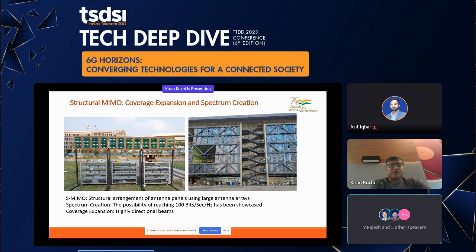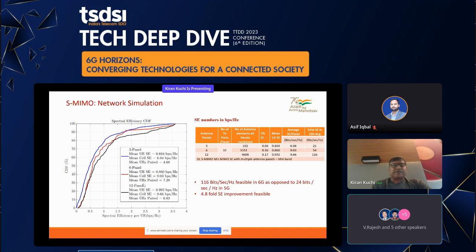What is shown here is at 2.4 gigahertz. It's an illustrative example. Certain experiments have been conducted on the IIT Hyderabad campus. We already showed the possibility of reaching 100 bits per second per hertz in a 360 degree cell site. That is one way of exploiting these antennas. The other way is to use all these elements to increase coverage using highly directional beams. So this requires a new type of hardware and software and maybe radio access technology as we move towards 6G.